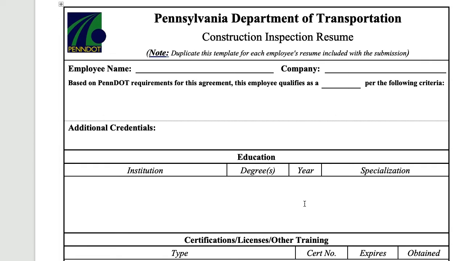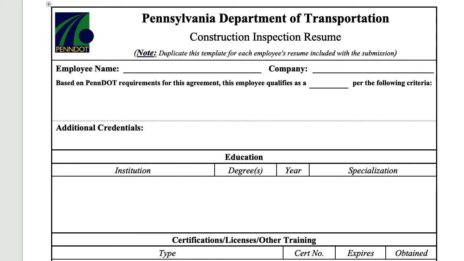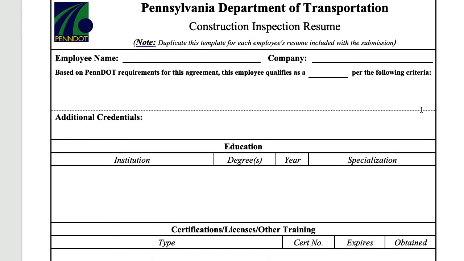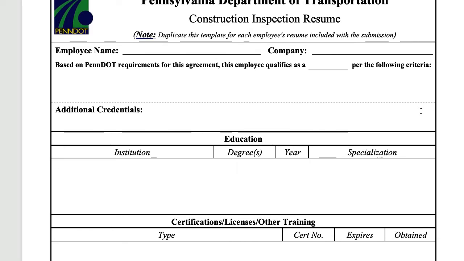A lot of times construction inspection personnel are a transient bunch. They could be working for your company for this project. They could be working for another company for another given project. So you might want to keep a database of those individuals and the projects that they worked on for you, so you can fill this template out faster for future PennDOT projects.